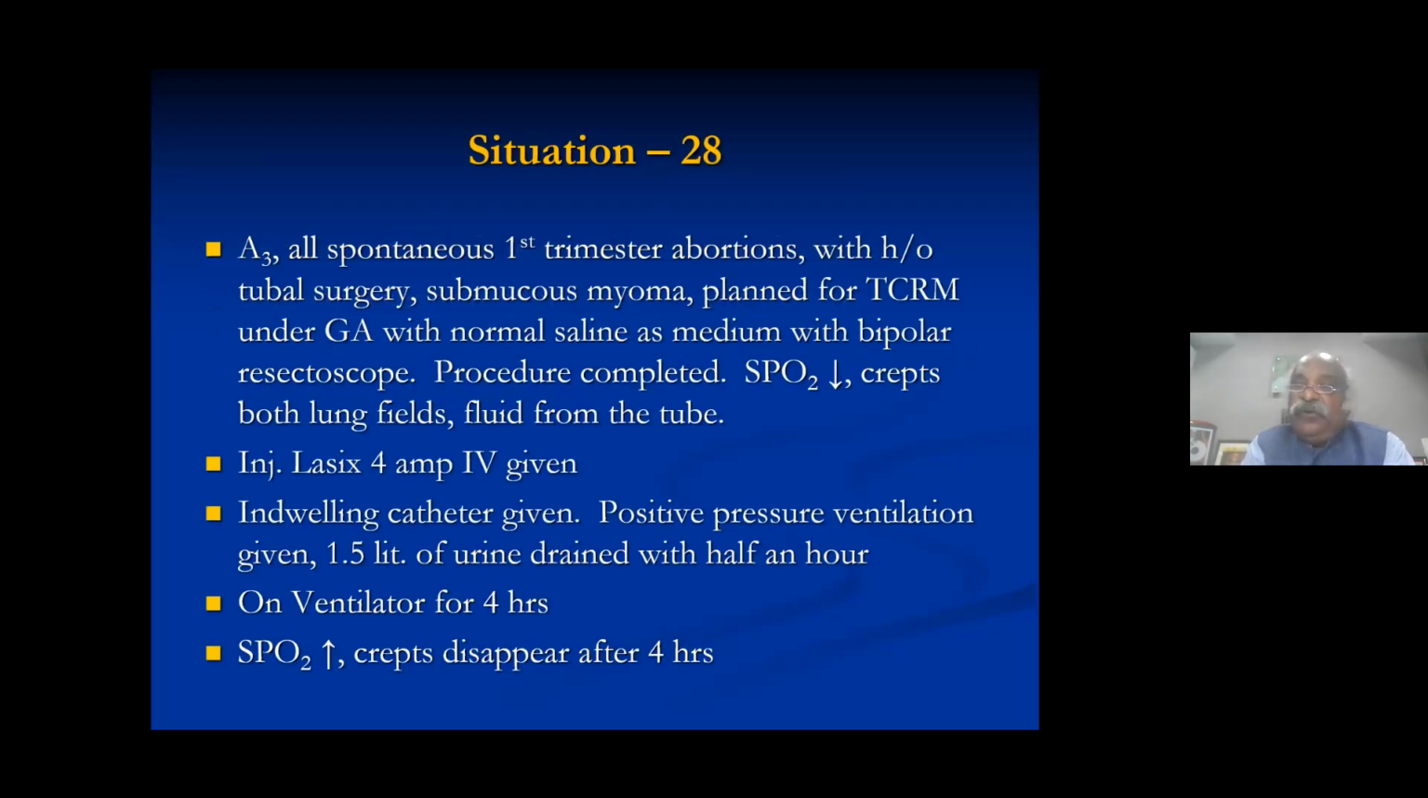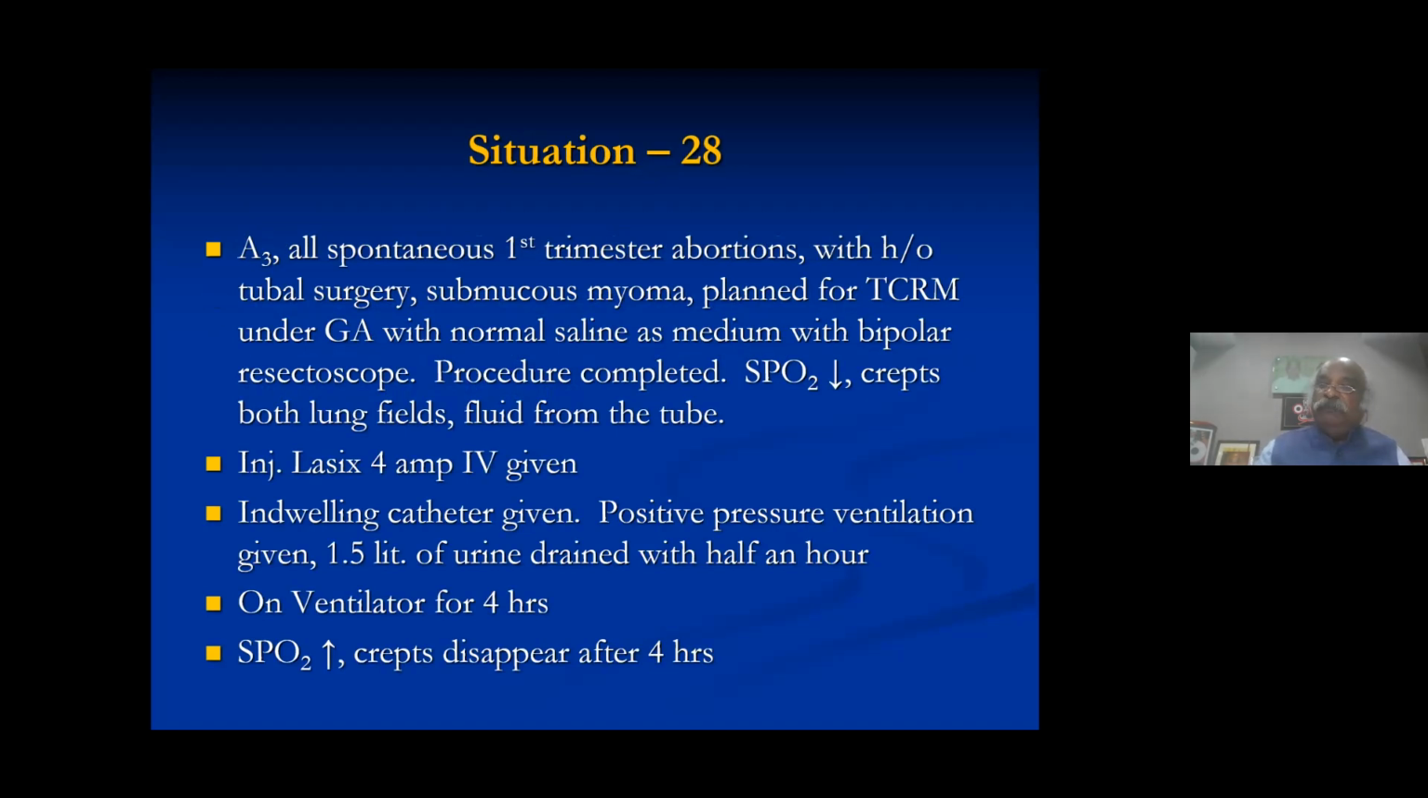And therefore, for the last couple of years, 10 years or so, we have switched from unipolar to bipolar, from glycine to normal saline medium. So A3, all spontaneous first trimester abortions with history of tubal surgery, submucous myoma, planned for TCRM under GA with normal saline as a medium with bipolar resectoscope. So I thought the bipolar is safer.